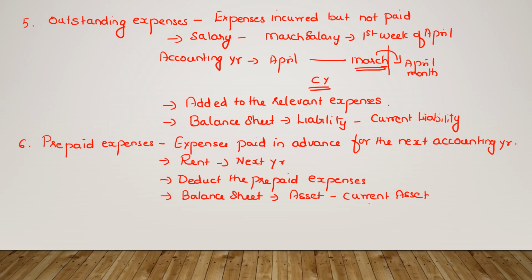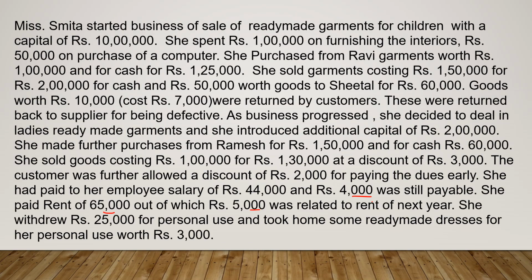Now moving further, we'll be learning about the term related to discount. Now in our example here, this part, we find that there is discount given. She sold, that is Smita sold goods costing 1 lakh rupees for 1,30,000 at a discount of 3,000. So she has sold it for a lesser amount. Instead of getting 1,30,000, she is going to get only 1,27,000. And the customer was further allowed a discount of rupees 2,000 for paying the dues early.